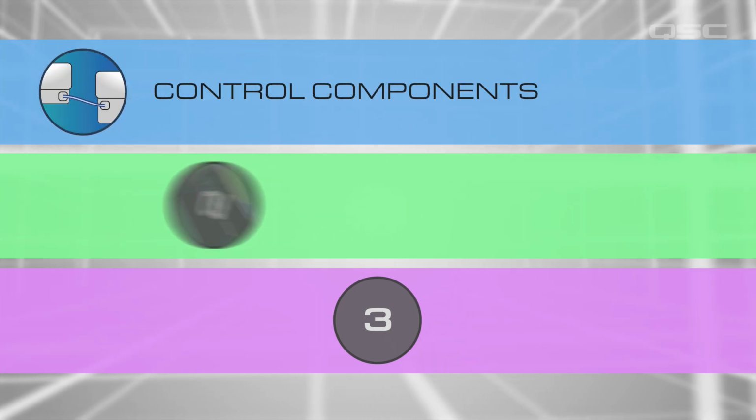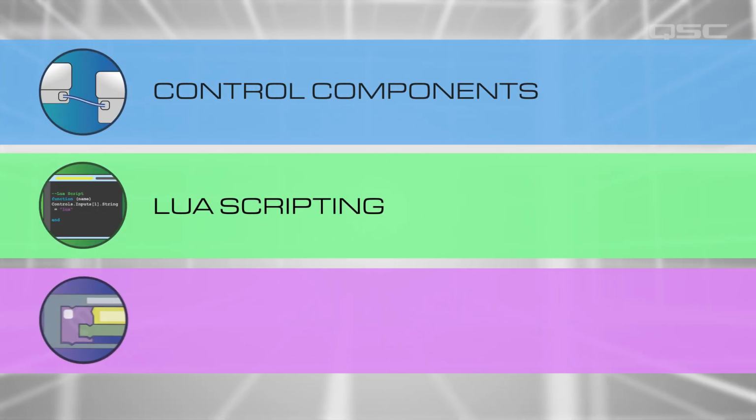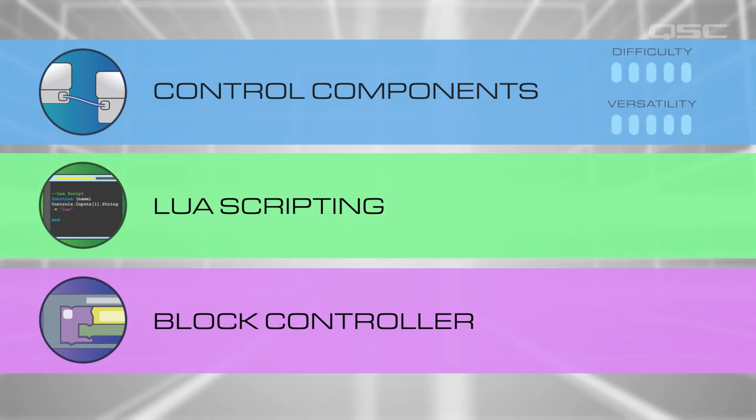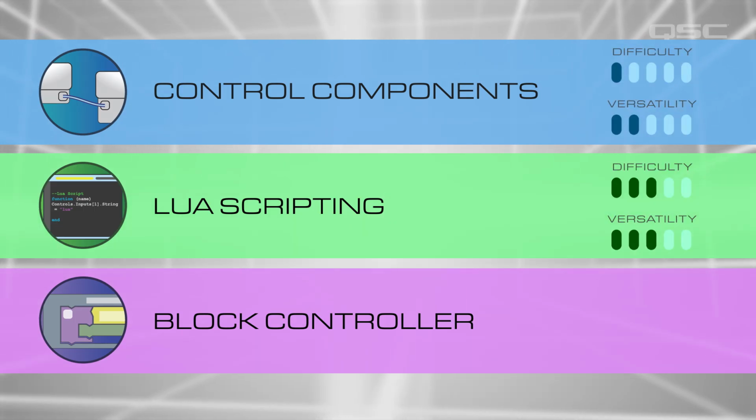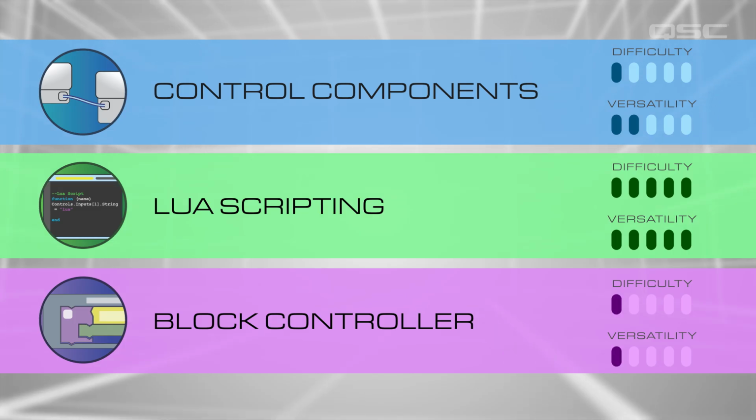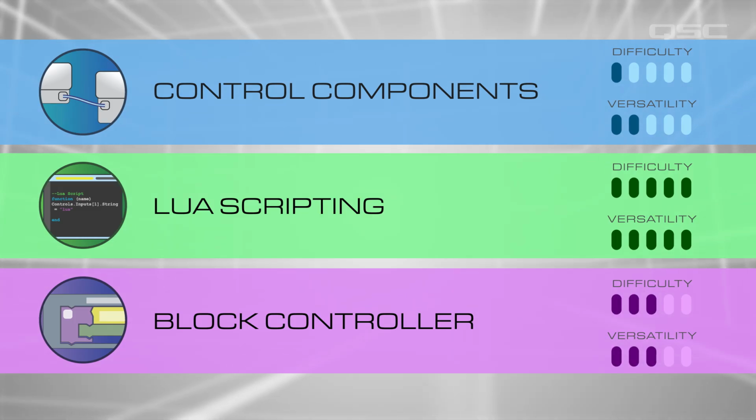In this course, we're going to show 3 different methods that you could use for programming: control components, Lua scripting, and the block controller. Each have their own advantages and disadvantages, and we're going to constantly jump back and forth between all 3 of these methods throughout this course so that you can compare their methods to each other.